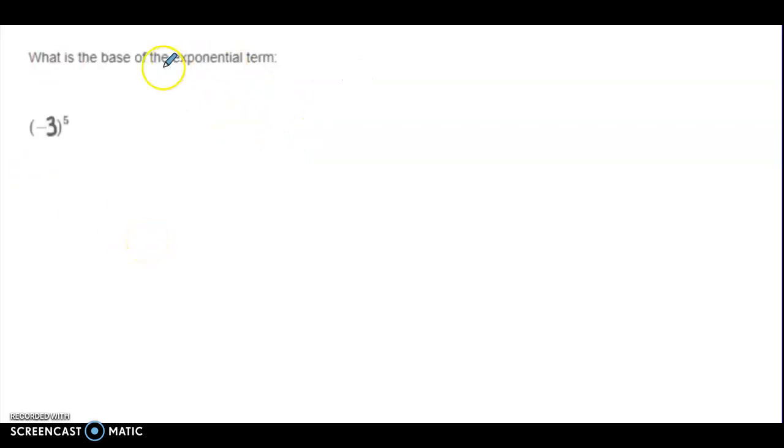What is the base in this exponential term? So I like to think of base in terms of cheerleading. You have a base and a flyer when you do a stunt group. The base is always the bottom person holding up the flyer. And I think of exponents the same way. So in this case, I have -3 on the bottom and it's holding up 5. So -3 is the base and 5 is the exponent, or the flyer. So in this case, -3 is the base.